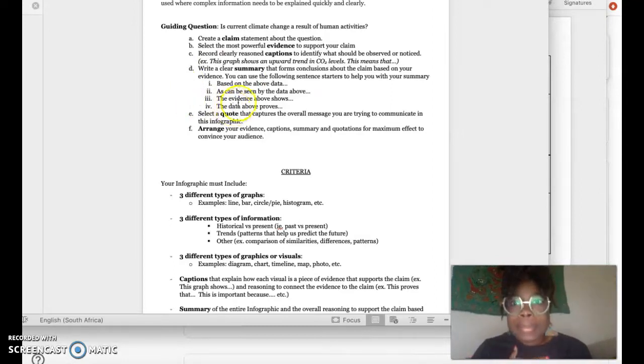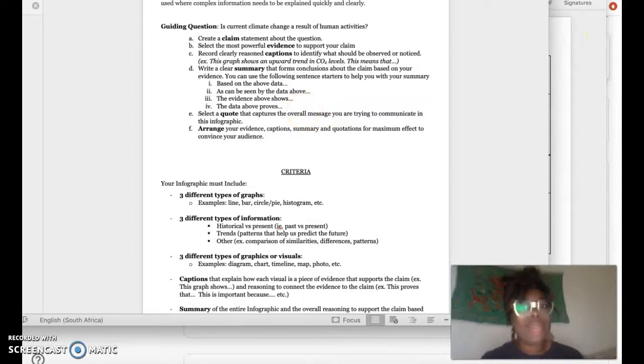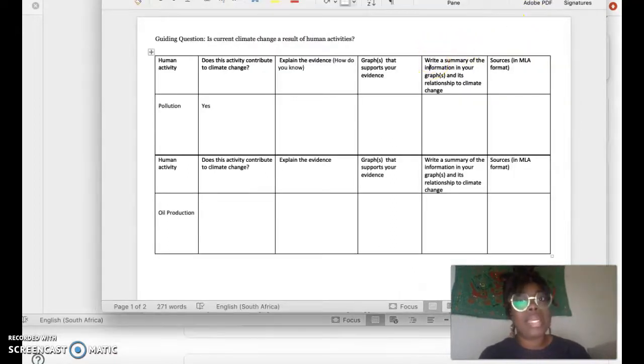All right. So you've already done a summary. If you did your graphic organizer, you already have a summary. You have something to support your claim with already. So you should already have a summary.